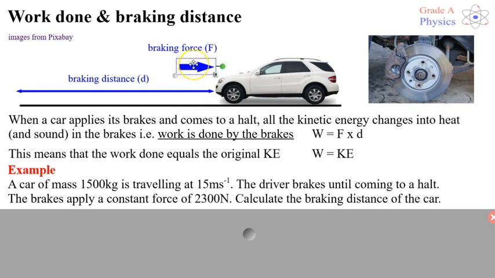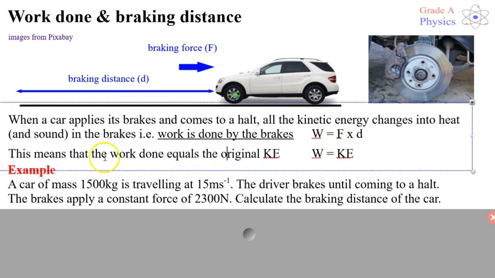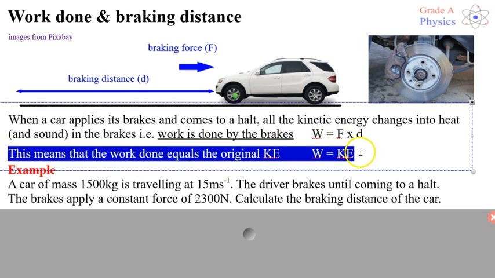Right, so we're applying a braking force, which we assume is constant, and we're slowing down. This is our distance. So this is only for if we apply the brakes until we come to a complete stop, or well, not only, but in this context, that's what we're going to look at. So this is the key thing here. This means that the work done is equal to the original kinetic energy. That's the key idea here. Once we've got our heads around that, then the next part of the calculation is pretty easy. So all the kinetic energy of the car is converted into heat. So that is equal to the work done by the brakes.